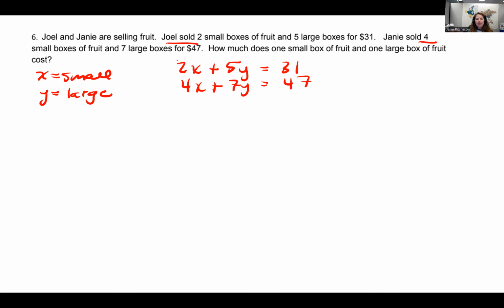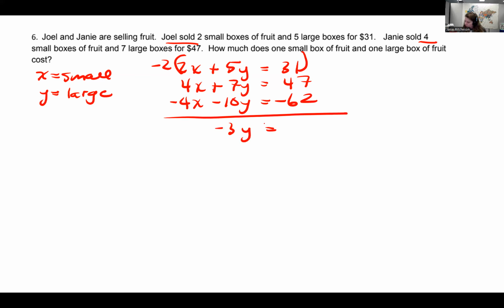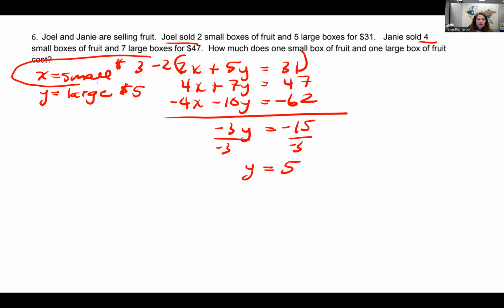I would eliminate by multiplying everything in the top by -2. So I have -4x minus 10y equals -62. So the x's cancel. I'd have -3y equals -15. And when I divide by -3, y equals 5. $5. And just for the sake of time, when I plugged in 5 for y, I found out that my top one is 3. So 3 for small boxes and 5 for large.